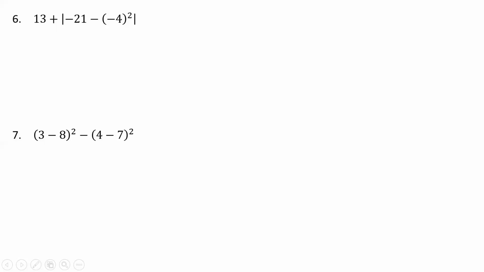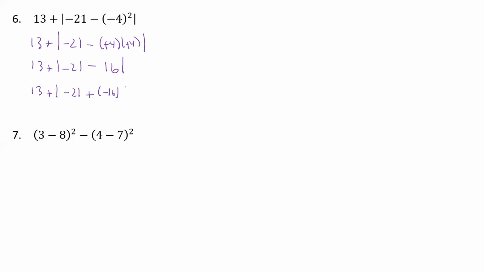All right, so now we have an absolute value, and we've seen one similar to this. So what we're going to have to do is square that first, and then we'll have to add it to the negative 21. So let's go ahead and write this as we would do it. So we're just going to take that times itself, and then we have negative times a negative is positive. And so now we have 13 plus a negative 21 minus 4 times 4 is 16, absolute value. Now this is really just 13 plus negative 21 plus negative 16, an absolute value.